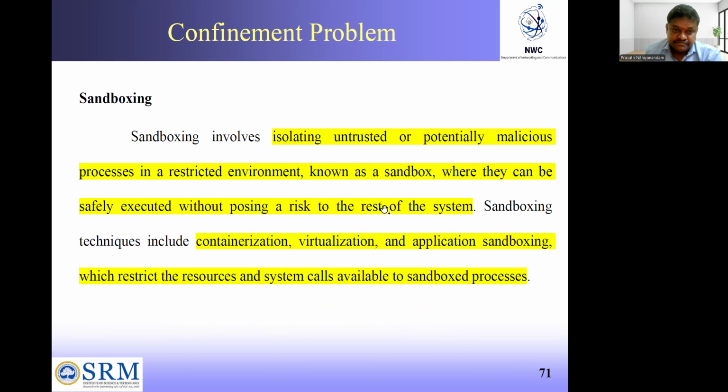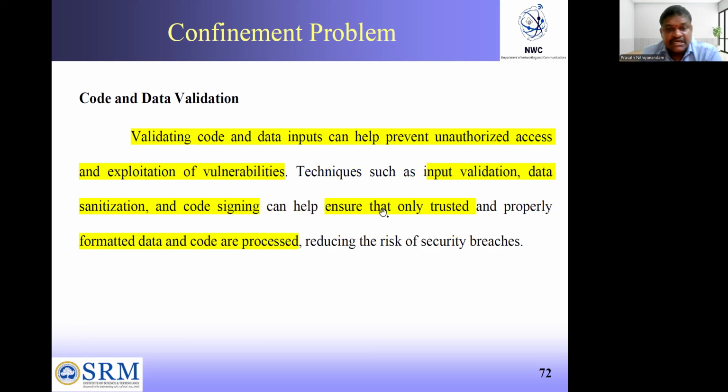The next one is sandboxing. Sandboxing involves isolating untrusted or potentially dangerous processes in a restricted environment known as a sandbox. Techniques like containerization, virtualization, and application-level sandboxes are widely used today. Modern smartphones, for example, run applications in separate sandboxes to prevent malicious apps from accessing personal information or other application data.